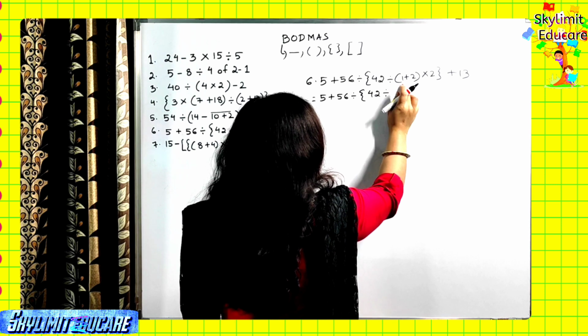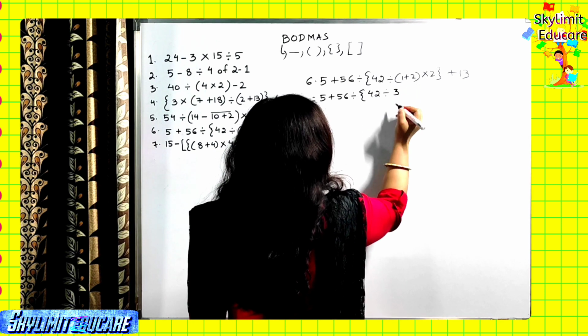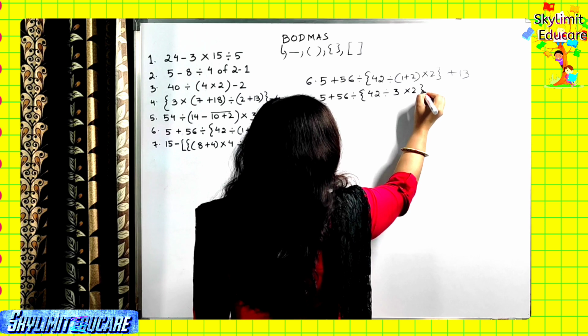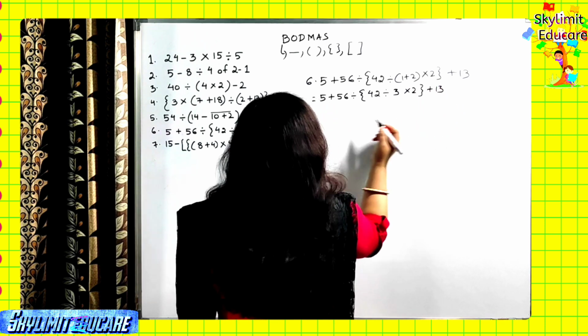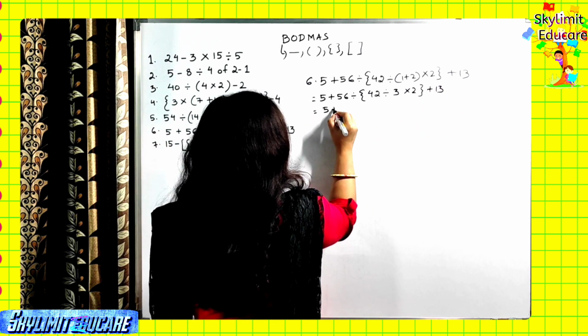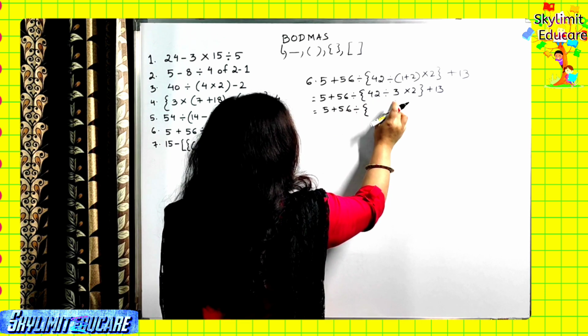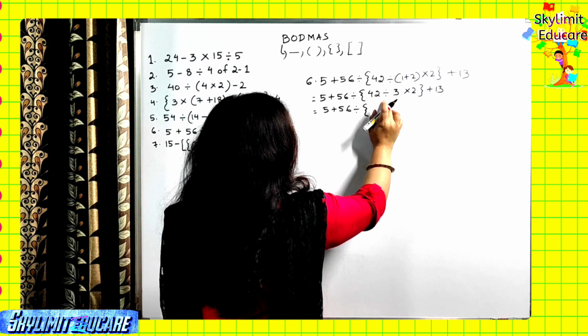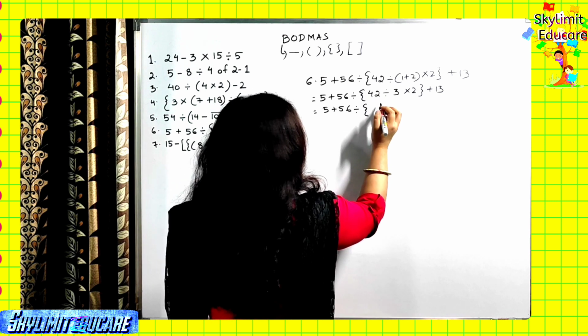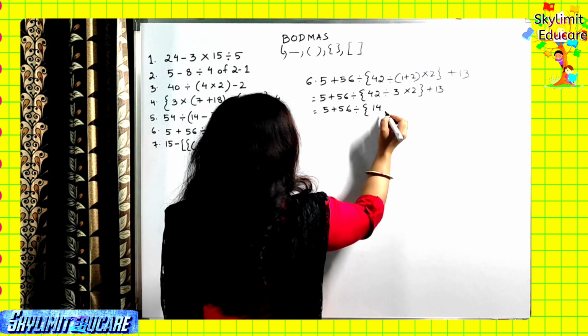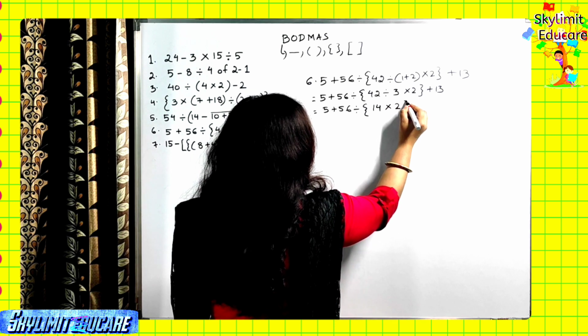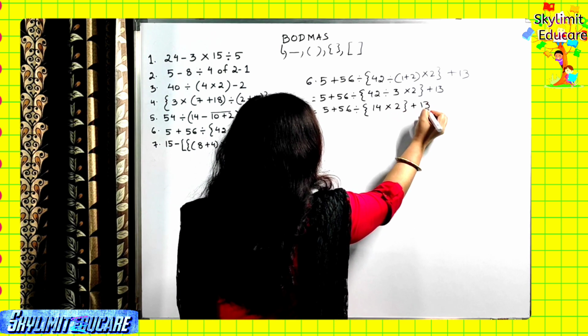So inside the common bracket you have 1 plus 2, so write it as 3 multiplied to 2, one step at a time, right? Now next 5 plus 56 divided by 42 divided by 3 multiplied to 2. So first let us solve division. So 42 is divided by 3, we know 14 will be the answer for this. 14 multiplied to 2 plus 13, right?